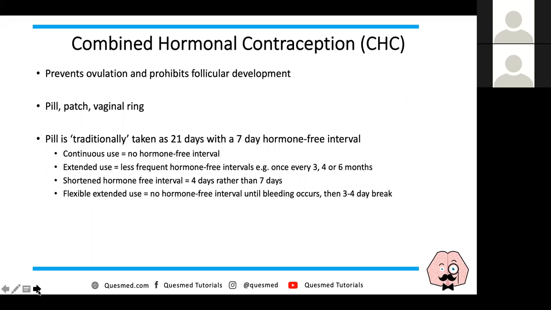Do they want to have fewer periods? Do they want to have a guaranteed period every month? So for example, for younger patients where maybe their parents don't know if they're sexually active, they like to have a monthly period because that shows their parents that they are having their periods, and that feels very normal to them. Whereas some people hate to have their periods and would rather have many, many months without a period. So they might choose extended use or flexible extended use. So it's really a conversation with the patient. What are their menstrual priorities and what suits them best?